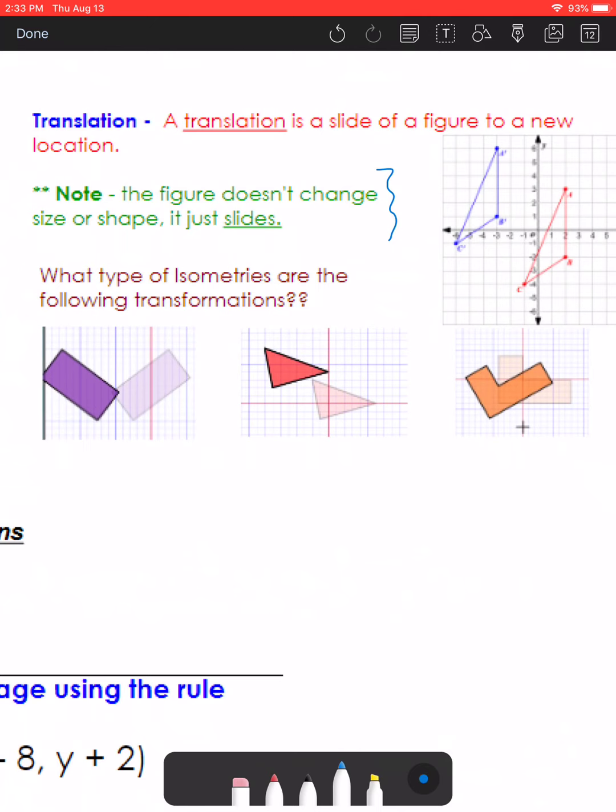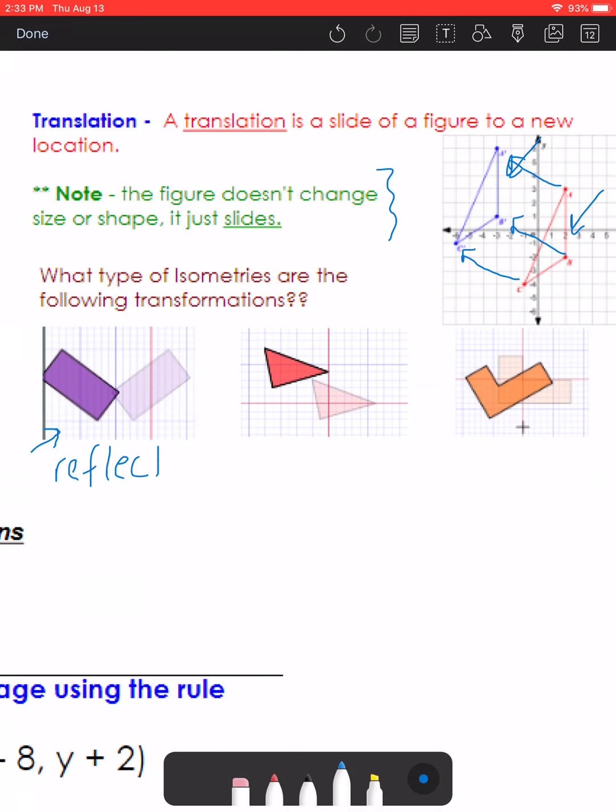So if this red figure that we have here is our pre-image and this blue figure is our image, what's happened is all these points have slid up and over to the left. So now let's look at these 3 figures right here. The directions say, what type of isometries are the following transformations? So if I asked you, hey guys, what does this isometry look like to you? I would hope that you would tell me that it would be... any guesses?